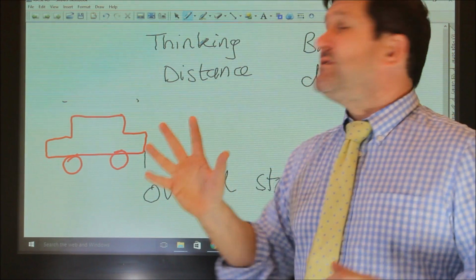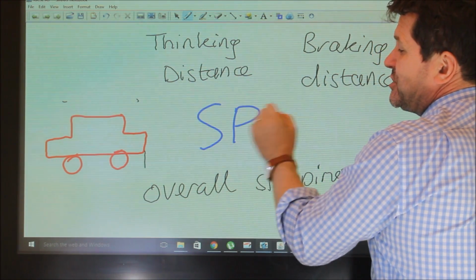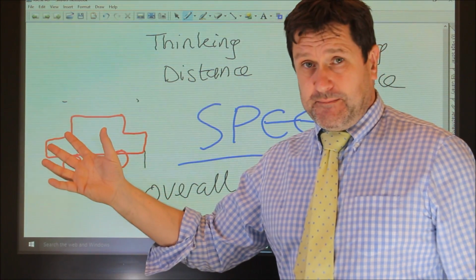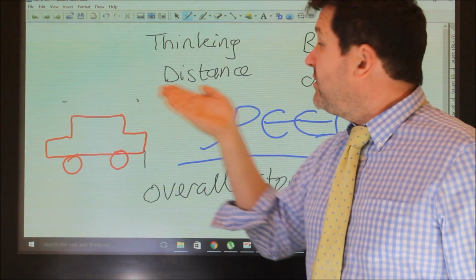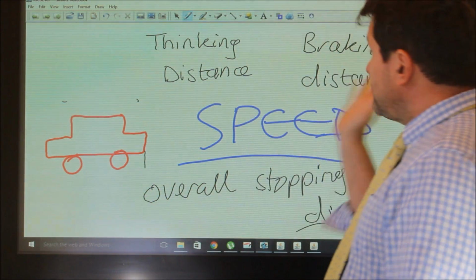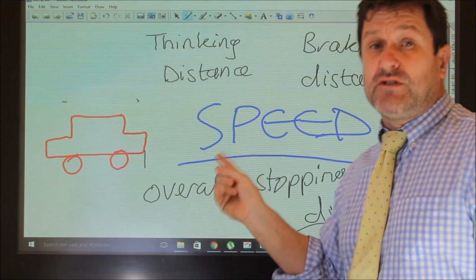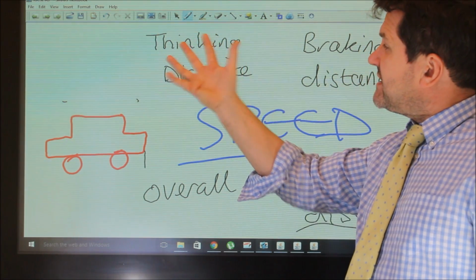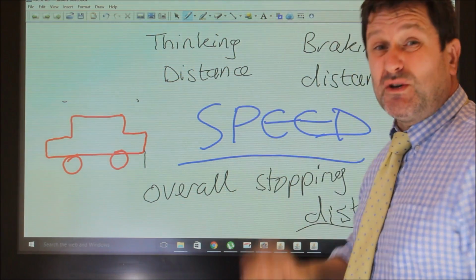The only thing which goes into both thinking distance and braking distance is speed. The faster you're going, if it takes you half a second to think, the further you will travel whilst you're thinking about it. And when you do decide to brake and you actually brake, the faster you're going, the longer it will take you to stop. So speed is in both categories, and your overall stopping distance is your thinking distance plus your braking distance.